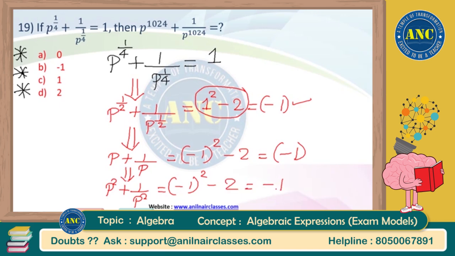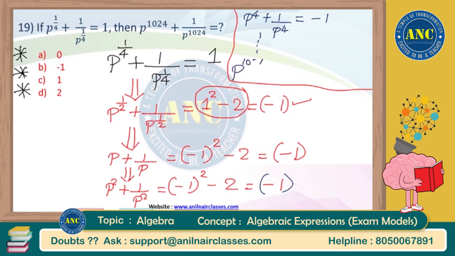Now if I continue, let me write it at the top of the screen in a different color so that you can correlate it. P square plus 1 by p square is done. Next it is p power 4 plus 1 by p power 4. Same thing, minus 1 whole square minus 2, again minus 1. Next p power 8 plus 1 by p power 8, again minus 1. P power 16, p power 32, p power 64, p power 128. Finally somewhere you will get p power 1024 also.